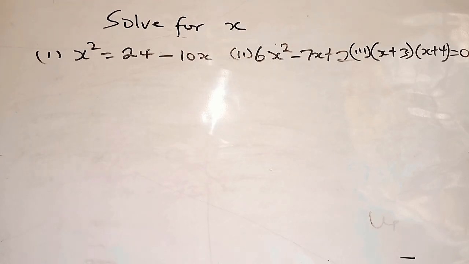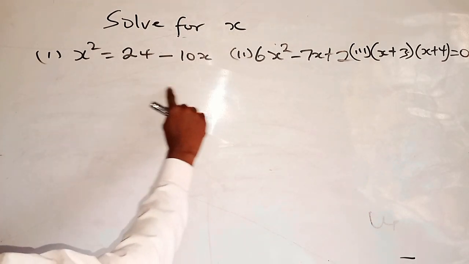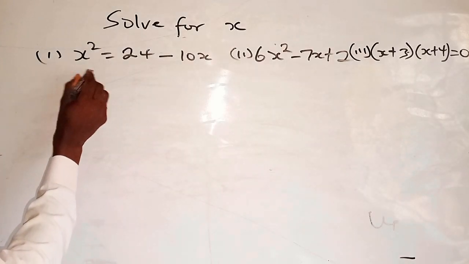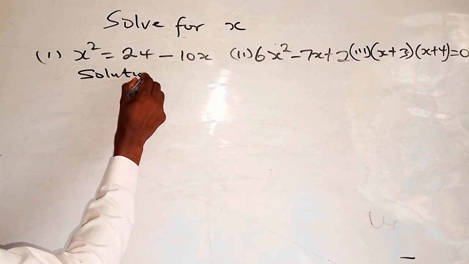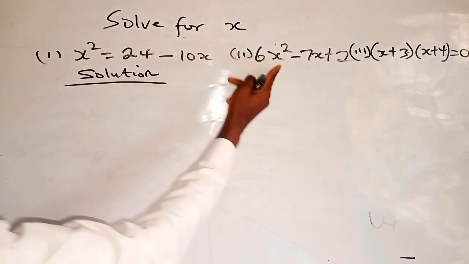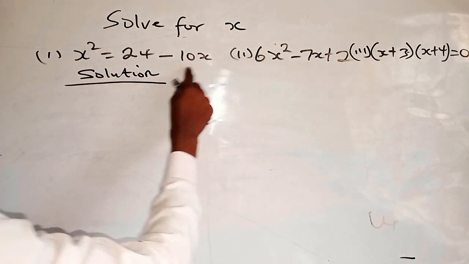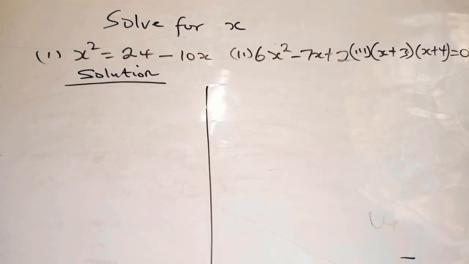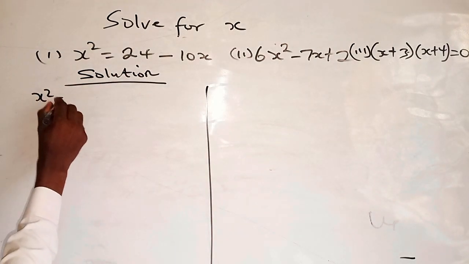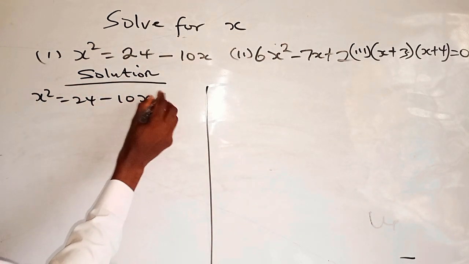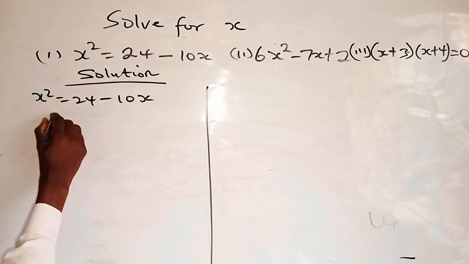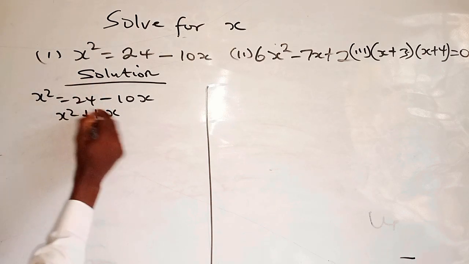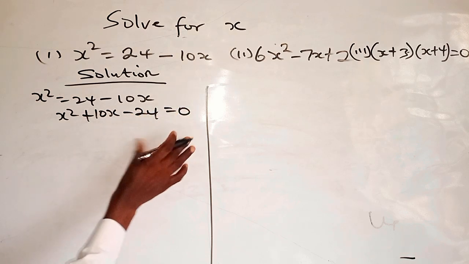The question says solve for x in this quadratic equation using the factoring method. Solution: you have to approach all these questions using the factorization method. So how do we go about that? For the first one, I have x squared equals 24 minus 10x. I can write this as x squared plus 10x minus 24 equals 0.